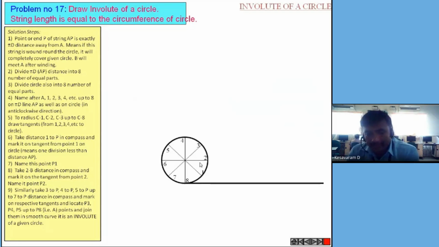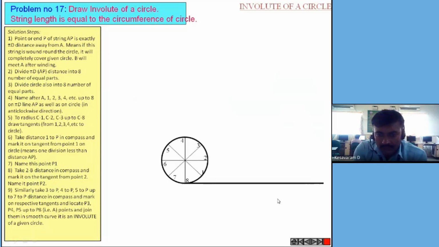Now draw a tangent line to the point 8, to the length of the peripheral distance of your circle, because the string length is equal to the circumference. In the problem statement, we can see the string length is equal to the circumference of the circle. Using the formula 2 pi r or pi into d, you can calculate the length of the line. This tangent line should be equal to the peripheral distance of the circle.